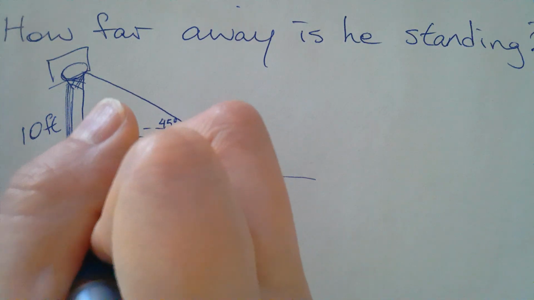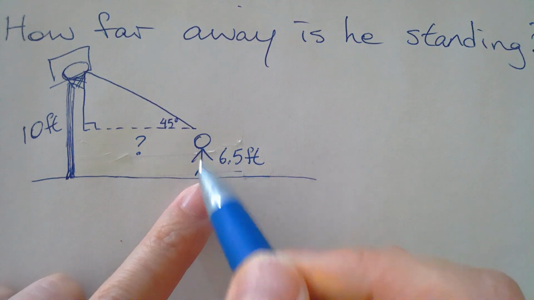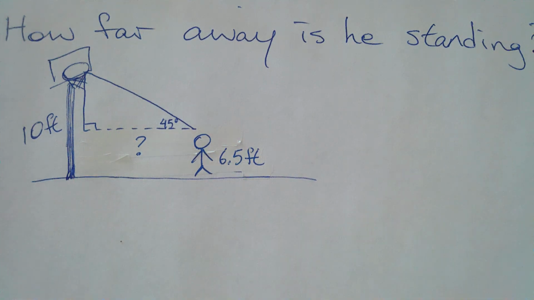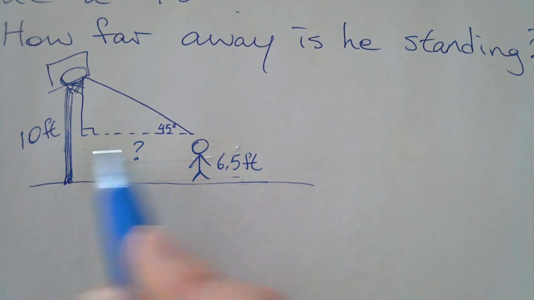Okay, do you guys see why I had to redraw my diagram? Because if he's aiming, then he'd be aiming from his head. He wouldn't be aiming from the ground, unless he's diving for a loose ball and shooting it from the ground. That's why I had to incorporate him standing. I am given the angle. I know he's shooting at a 45-degree angle. I want to find out how far away he is from the net.